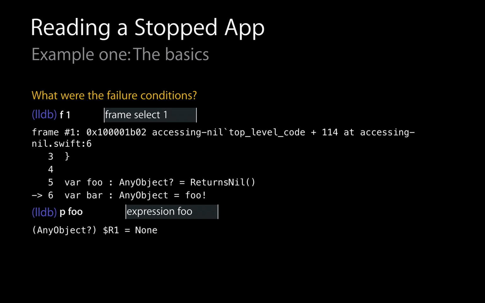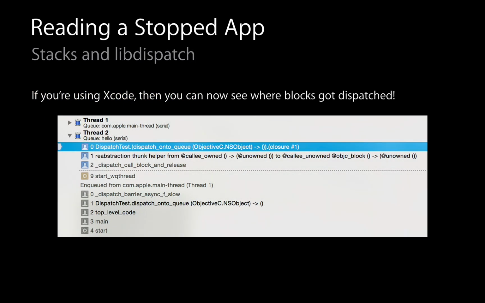Now let's take a little detour before we look at more examples. If you're using Xcode, you're going to see more than just the stack that I just showed you. If you're using libdispatch in your program, Xcode will additionally show you all the functions that got called in order to dispatch in queue your current block onto a queue. Then after that, once the queue started running your code, you see the stack frames that your code invoked.